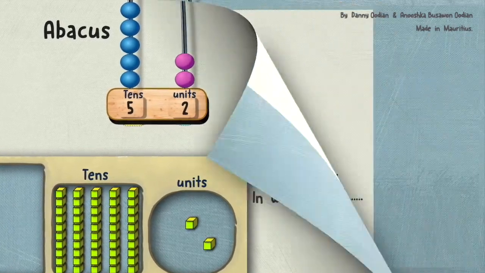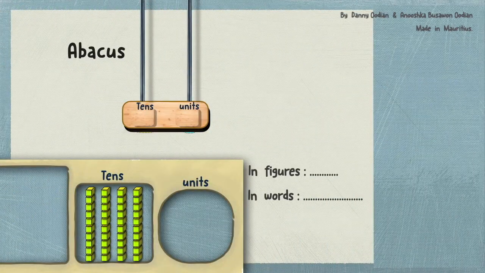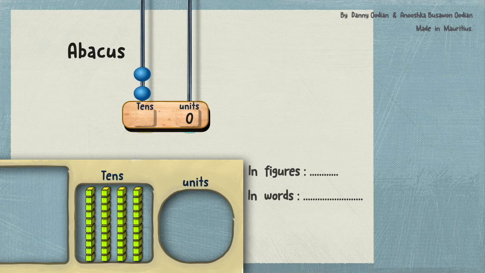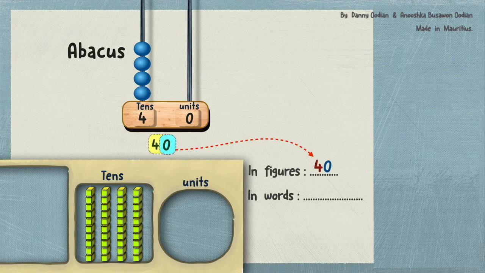What about this one, Rosie? Notice that there are no units, so no beads, and we write 0. And there are 4 tens, so we put 4 beads in the rod representing tens. Four tens makes 40, so the answer is 40. We write it in both words and figures.